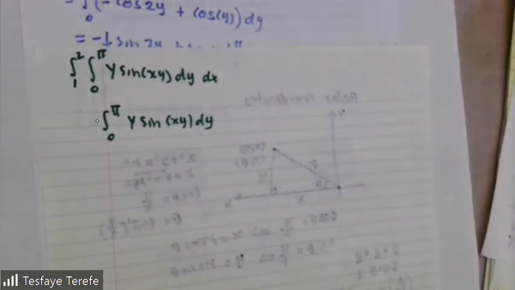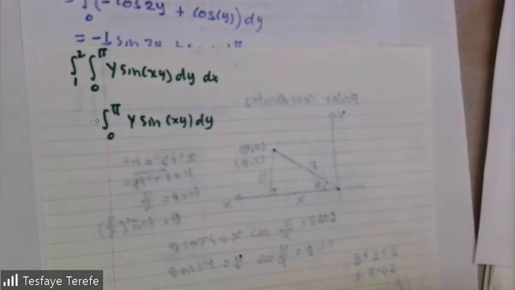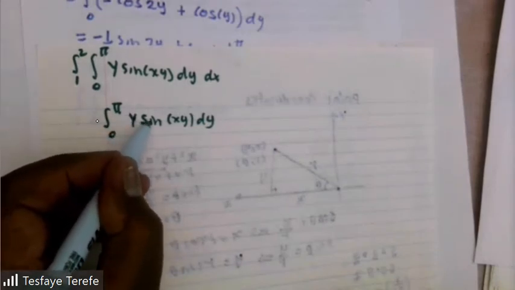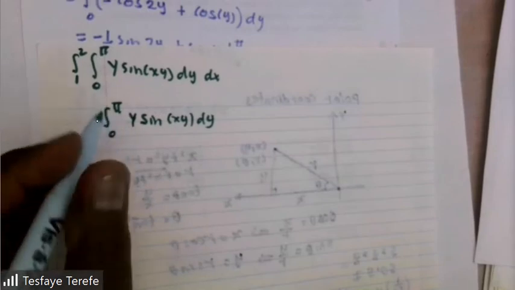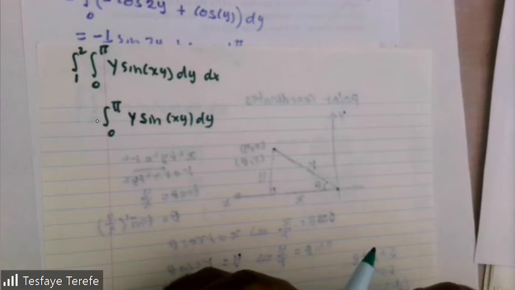And then we'll plug it in anyway. So what shall I do, guys? What technique shall I use? What do you have here? A power function, y, and here you have a trigonometric function. So when you have this kind, what do we do? We integrate by parts. You remember?